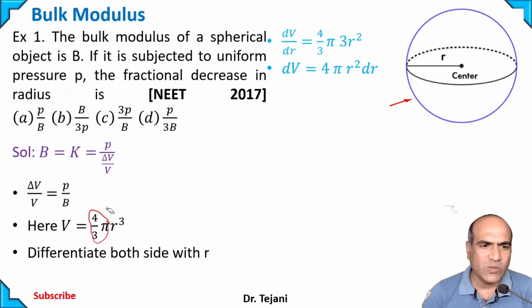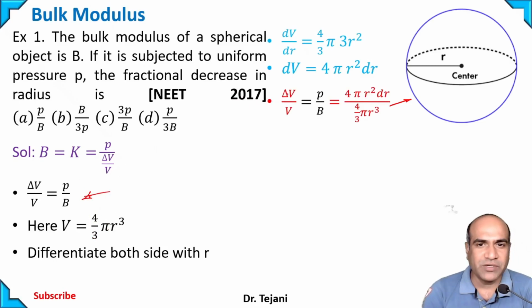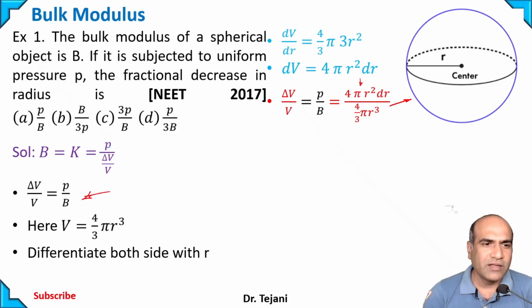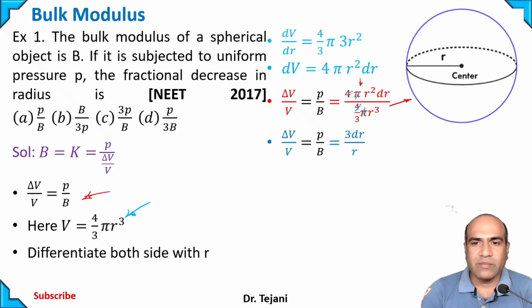What next? We have this equation, so why don't we put these values in? Delta V by V is equal to P by B. We put delta V equal to 4 pi r square dr, and for V, the volume of a sphere, we put 4 by 3 pi r cube. We cancel out the common terms and it becomes 3 dr by r.